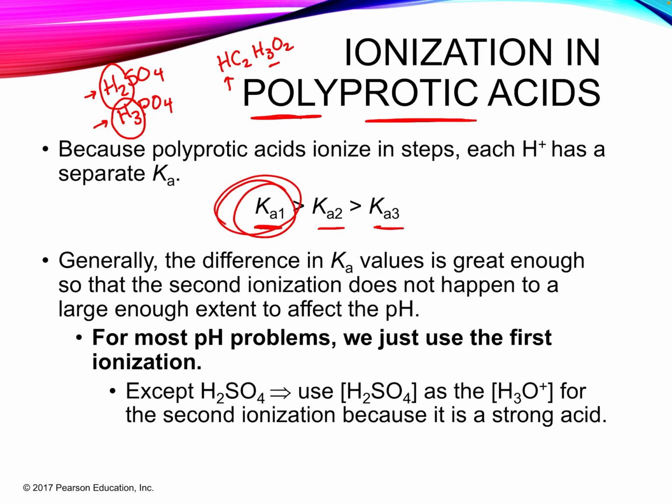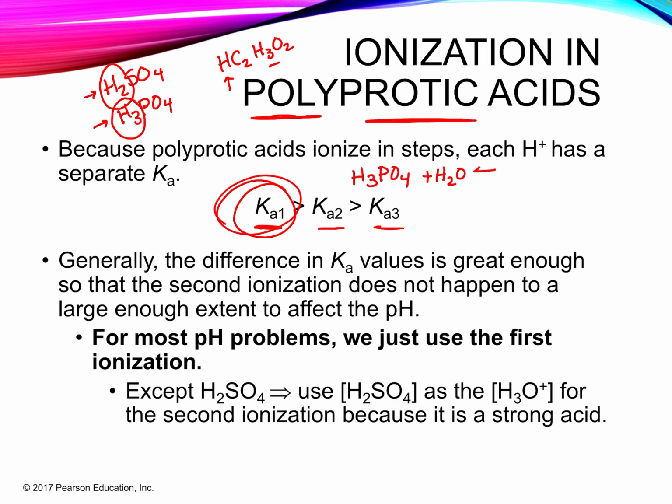So like sulfuric acid, well, sulfuric acid is not a good example, and we'll talk about that in a minute, but we'll say phosphoric acid, we are just going to look at the first ionization. So pulling off one of these hydrogens and ionizing water. Again, the other ones do ionize. They just don't ionize enough to affect the pH as much as this first one does.